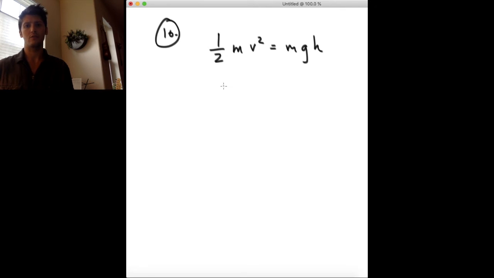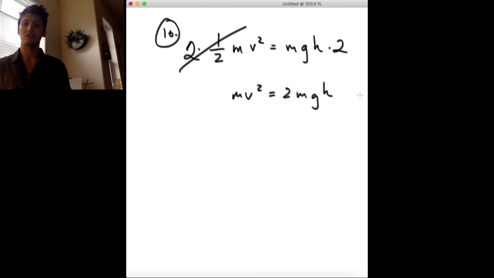Multiply both sides by 2. When you do that, it cancels here. You get mv squared equals 2mgh, or any order of those things. Convention is you put the numbers first, but you don't have to. You can say mgh times 2. Then you could divide both sides by m, and you get v squared, and you have 2mgh over m. That's where they cancel out again.